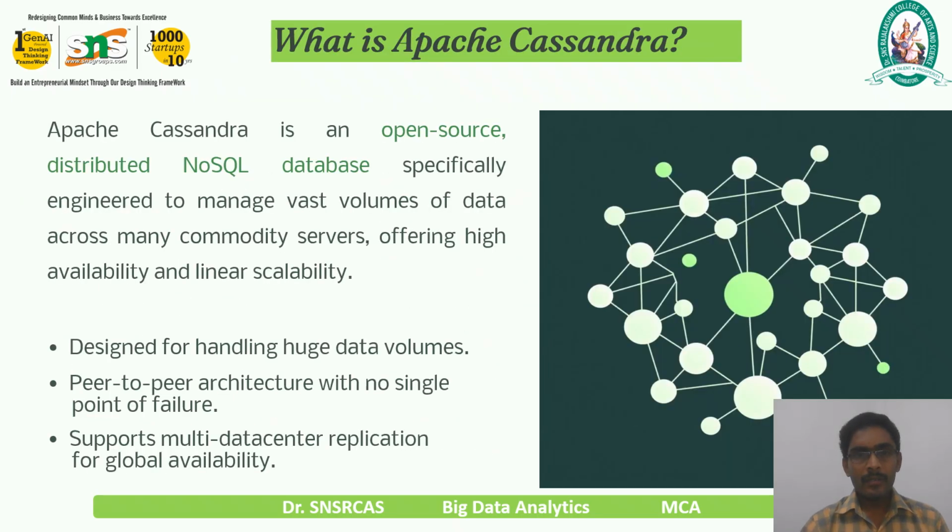And what is Apache Cassandra actually? Cassandra is an open source distributed NoSQL database. It is designed to manage very large amounts of data across many servers, all while providing high availability and linear scalability. It has a special feature called peer-to-peer architecture, which means there is no single point of failure, and it even supports multi-data center replication, which is great for global applications.